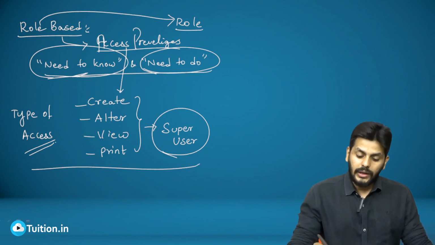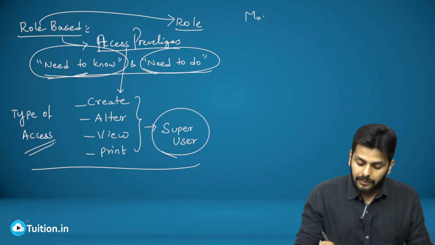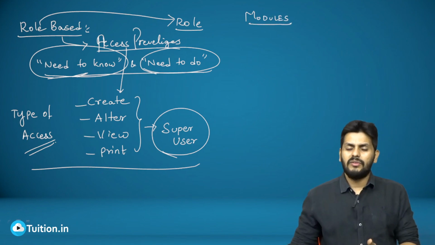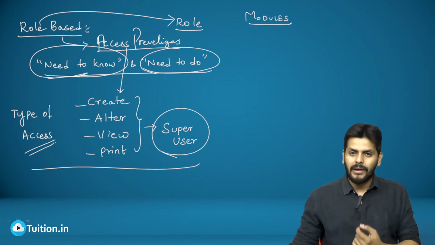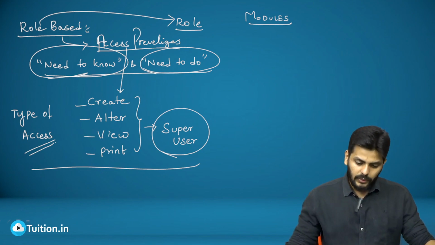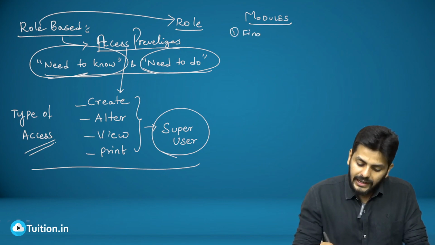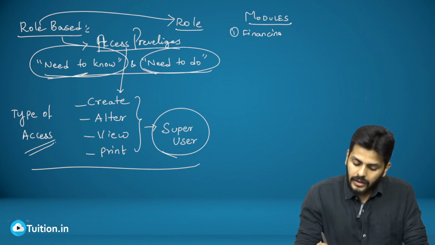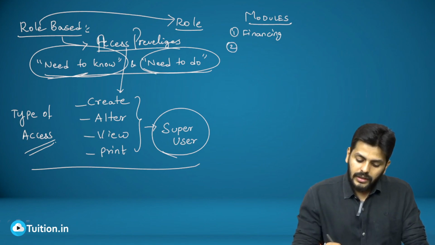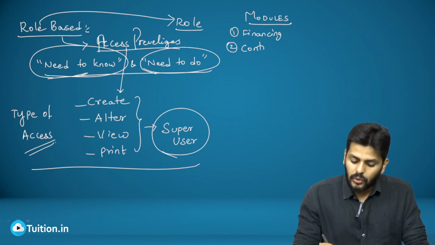Now also let us look at one of the most important topics in ERP, the 11 modules that are involved in ERP. I don't think I have to emphasize much on each of them, go by their names, but let me quickly revise what the 11 modules are. First one is called the financing module. Then the next one is called the controlling module.